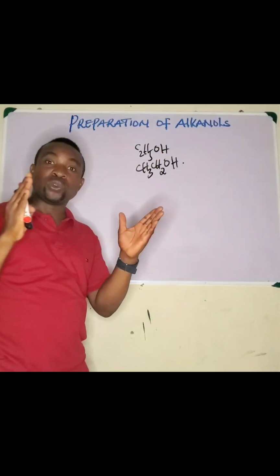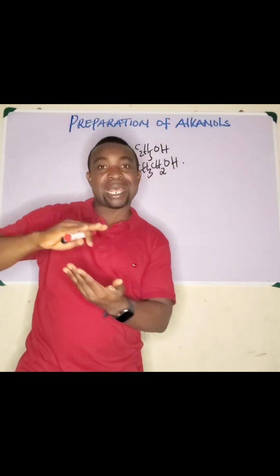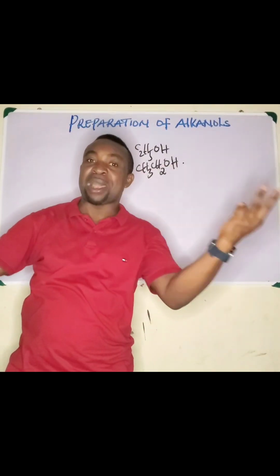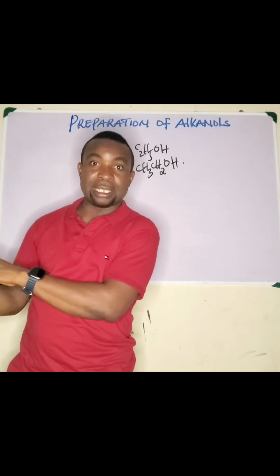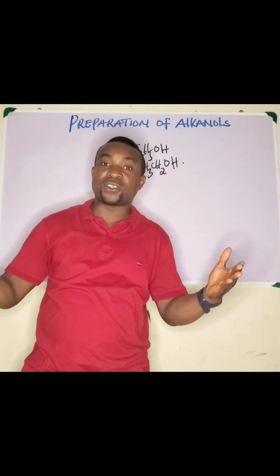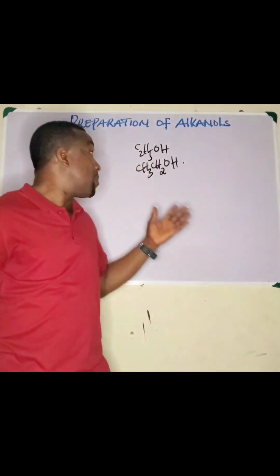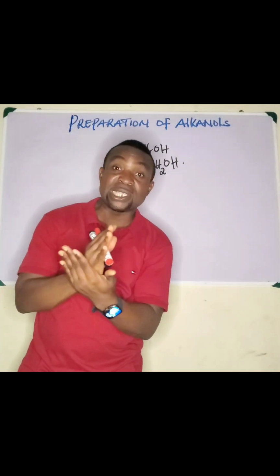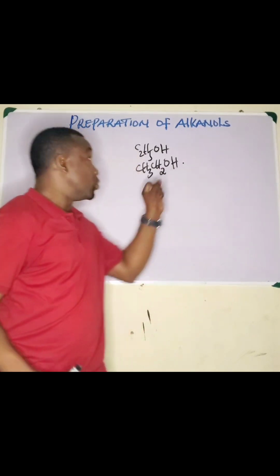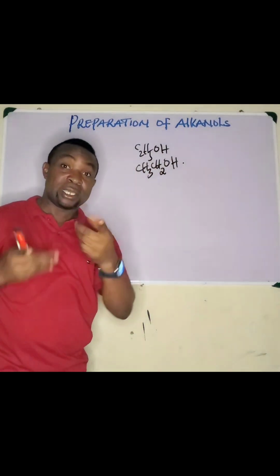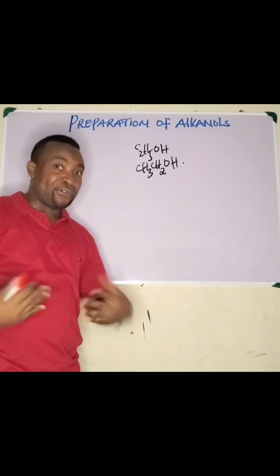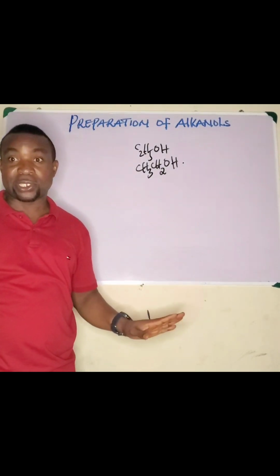What we are going to do today, since we have known how to classify alkanols as primary, secondary, and tertiary, and some of the few members of this homologous series, is to see how we can synthesize or produce alkanols, for example ethanol, in the laboratory or in the industry.